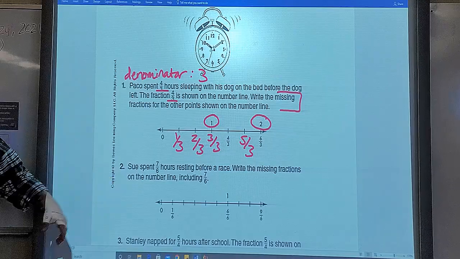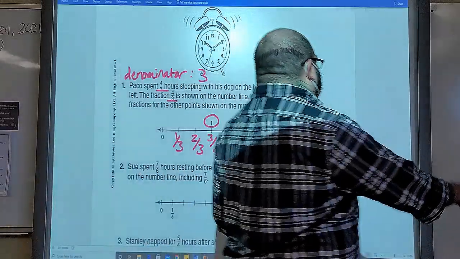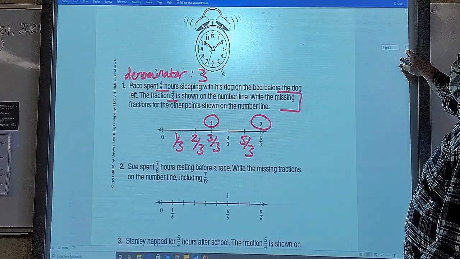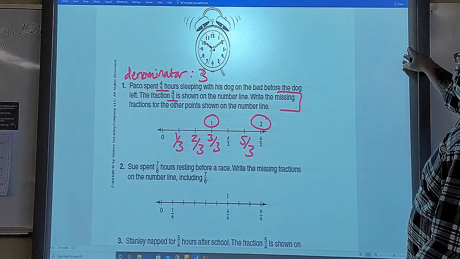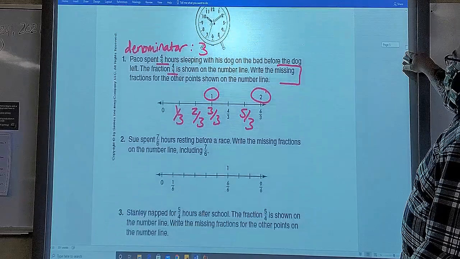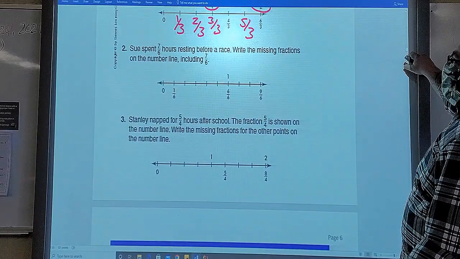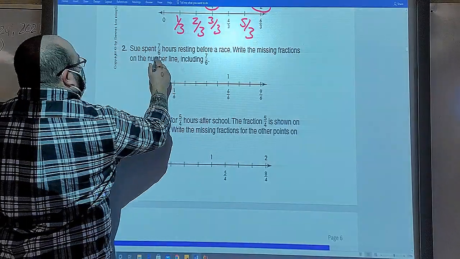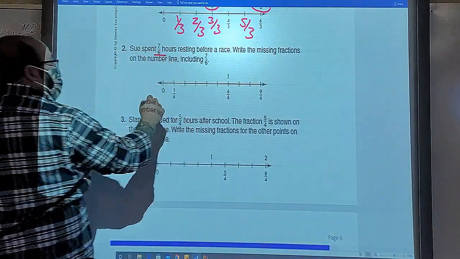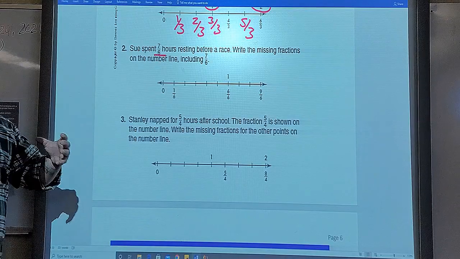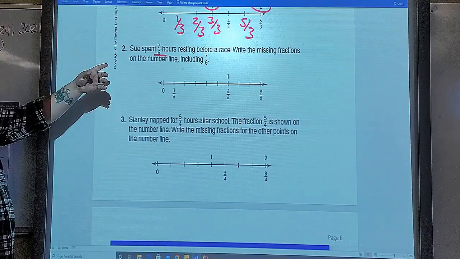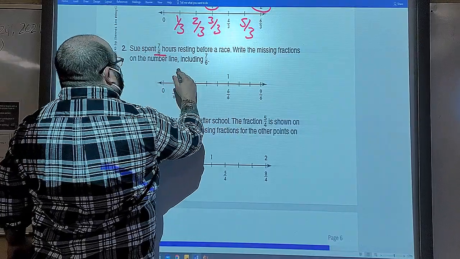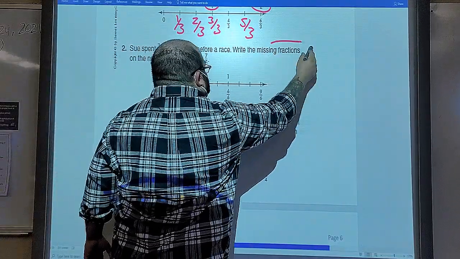Okay, now this one right here. Sue, keep doing the same thing. Sue spent 7/6 hours resting before a race. Again, underline, circle, do whatever you have to do. Make sure that you see that information they're giving you. 7/6 hours resting before a race. Write the missing fractions on the number line, including 7/6.